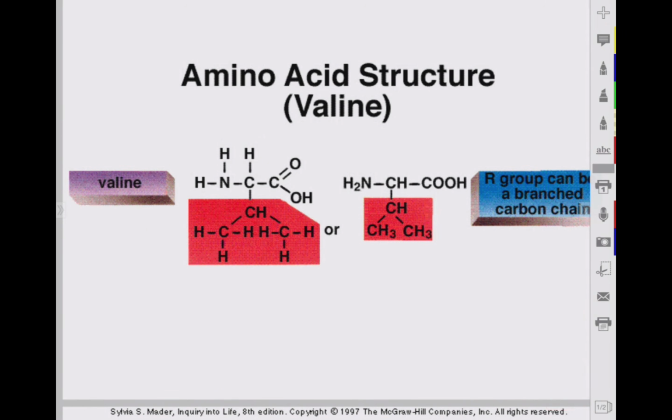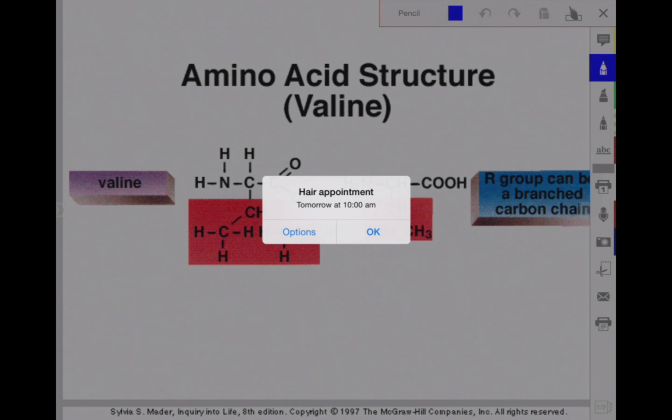Okay, here's valine, and you can look at it. Sometimes a little bit easier to look at the empirical structure. It's just a little bit more condensed.